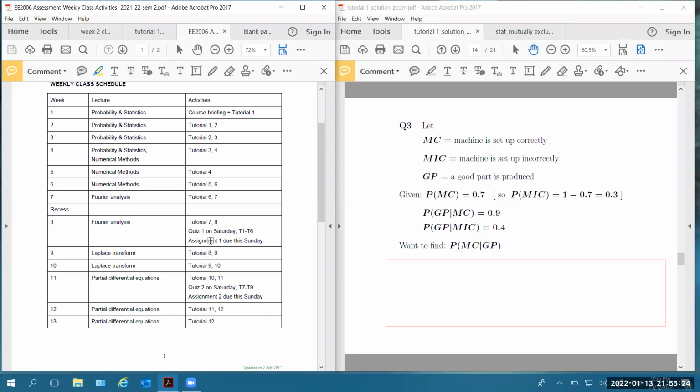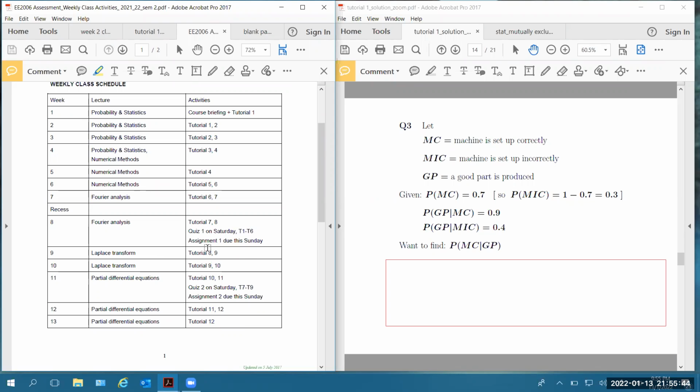Our quiz 1 is quite heavy. It will be on all the things that I taught, so probability and statistics and also numerical methods. We will cover tutorial 1 to tutorial 6. So this is a big quiz. It's almost like half an exam.